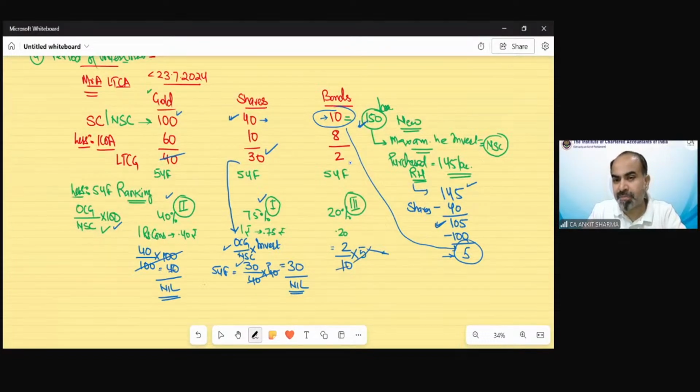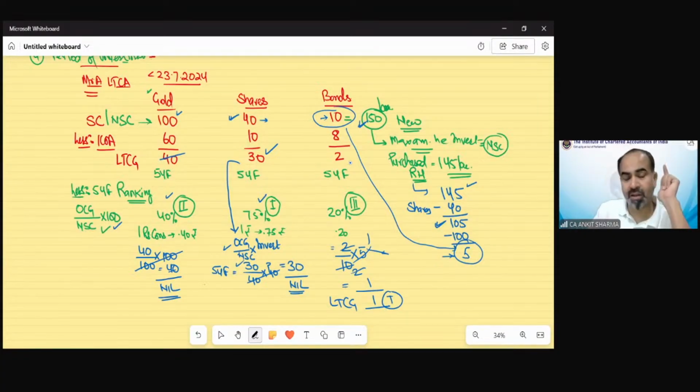Clear, students? So now you can see the exemption would be only for 1. So my 1 lakh would be exempted, and the taxable long-term capital gain out of these 3 assets would be only 1 lakh. So that's why section 54F is very important.